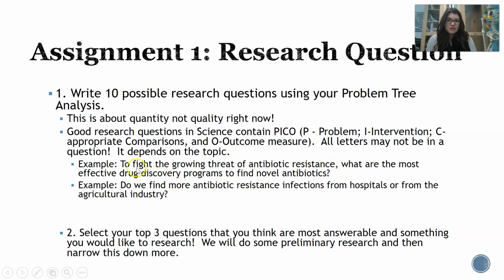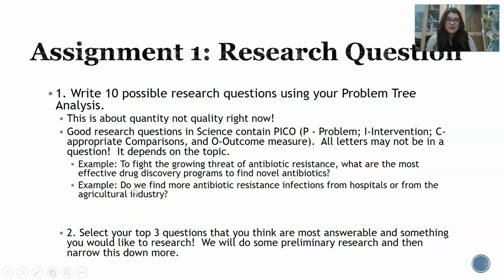So one of my examples: to fight the growing threat of antibiotic resistance, okay, problem. What are the most effective drug programs or drug discovery programs to find novel antibiotics? Okay, so we're looking for most effective, that would be an outcome measure, to help with drug discovery of novel antibiotics, which is going to be the intervention. I don't have a comparison for this one, and that's okay, still a good question.